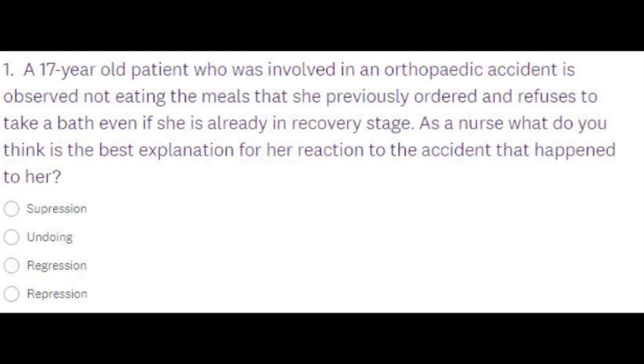A 17-year-old patient who was involved in an orthopedic accident is observed not eating the meals that she previously ordered and refuses to take a bath even if she is already in recovery stage. As a nurse, what do you think is the best explanation for her reaction to the accident that happened to her? Go through the question again. The options are A. Suppression, B. Undoing, C. Regression, D. Repression. So she is undergoing regression. The answer is option C.